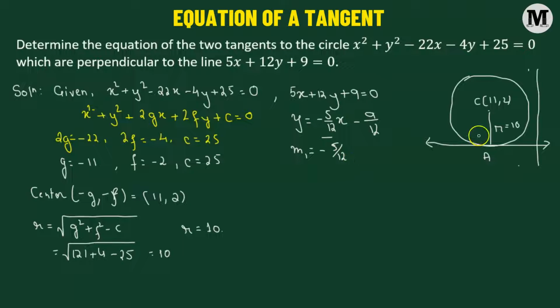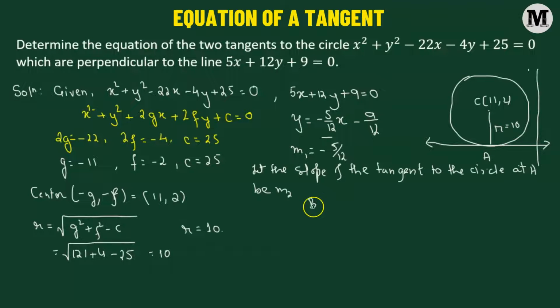We will assume that the slope of the tangent to the circle at point A is m2. By definition, the product of the two slopes, m1 times m2, must be equal to negative 1. This is going to help us obtain the slope of the tangent line. So m2 equals negative 1 over m1. Substituting m1 with negative 5 over 12, we get positive 12 over 5. So now we have the slope of the tangent line.